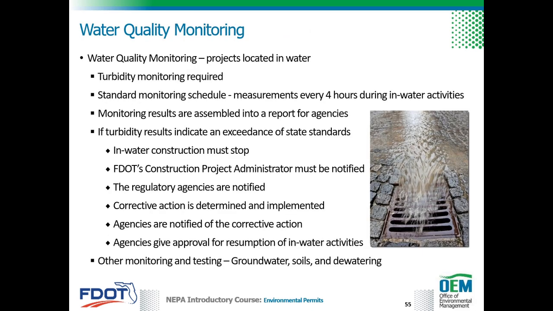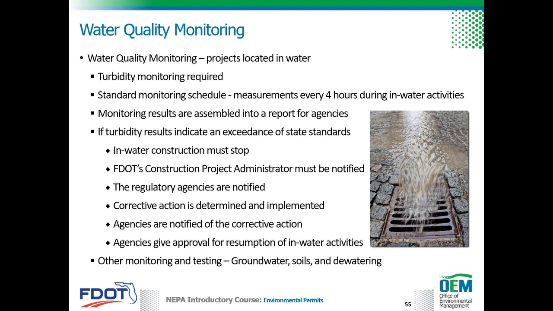When an FDOT construction project is located wholly or partially in water, those construction activities conducted in the water will typically require turbidity monitoring. Additionally, the permits associated with the project will include specific conditions related to water quality. The contractor or the CEI conducts this monitoring.